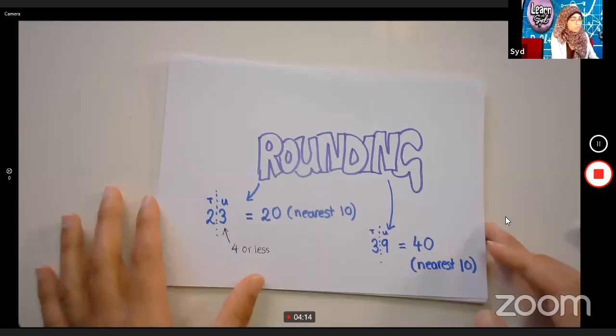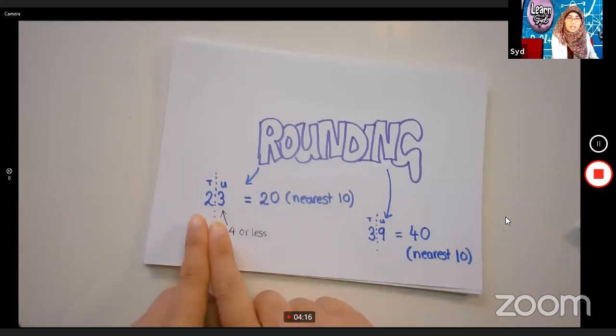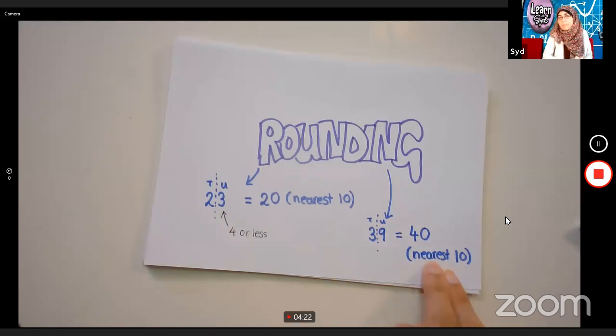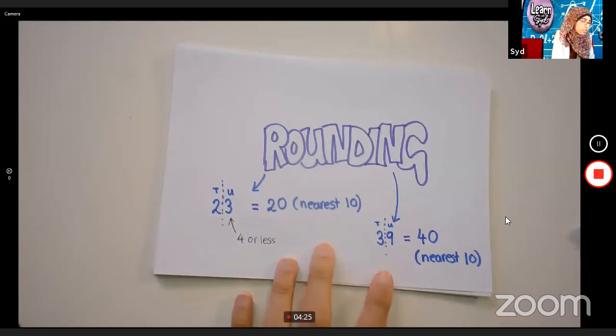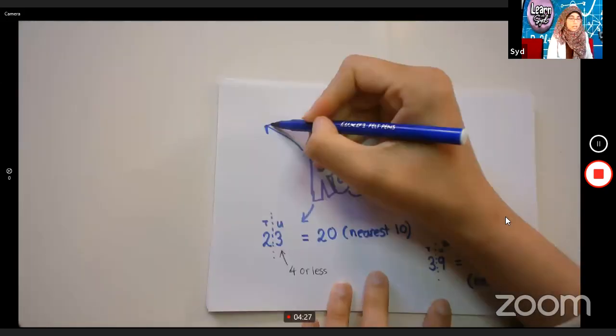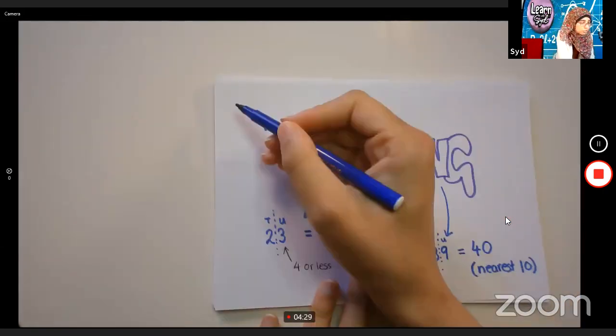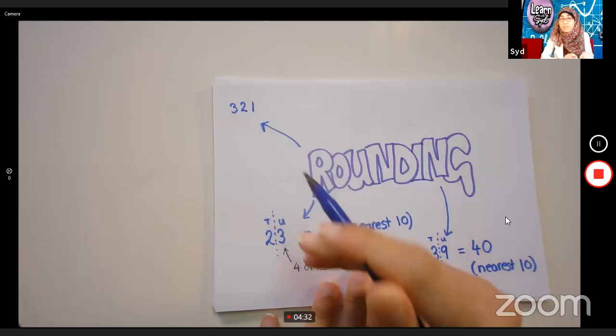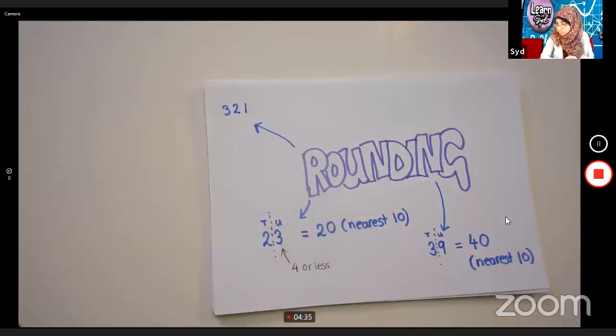Brilliant. So we've rounded a 2-digit number to the nearest 10. Again, a 2-digit number to the nearest 10. Let's see what happens if we've got 3 digits now. So I'm going to write here 321. I still want to round it to the nearest 10.